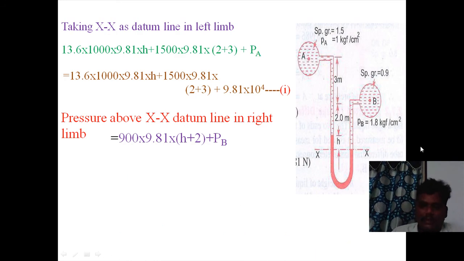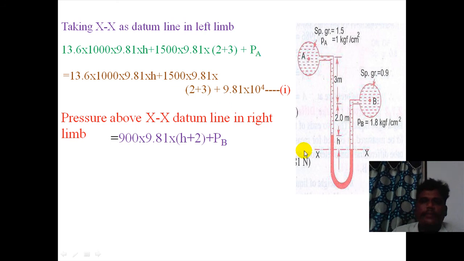Now this is the diagram that has been given in the paper. PA is 1 kg force per centimeter square. Specific gravity 1.5, specific gravity 0.9. Pressure PB is 1.8 kg per centimeter square. The level of this liquid is given as 3 meter, the level of this one is given as 2 meter, and the height of mercury is h. The level of this liquid B is 2 meter from the center, and h is the mercury level, and 3 meter height.